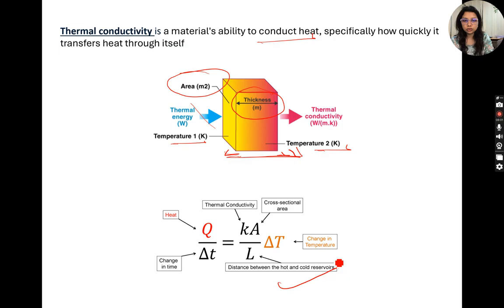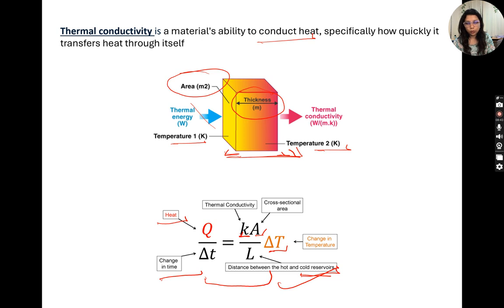This is the formula to measure thermal conductivity: Q by delta t equals K A delta T by L, where Q stands for heat, delta t stands for change in time, K stands for thermal conductivity, A is the cross-sectional area, delta T is the change in temperature, and L is the distance between the hot and cold reservoirs. This formula depends on the length of the material, the area, the temperature difference, and the heat and change in time. All these parameters are required to calculate the thermal conductivity.